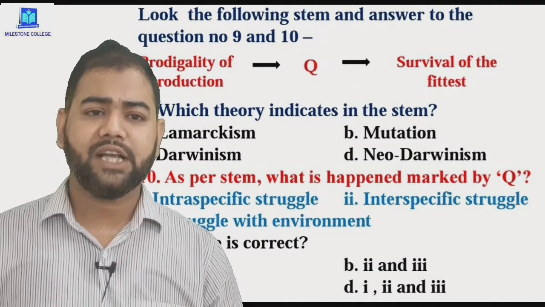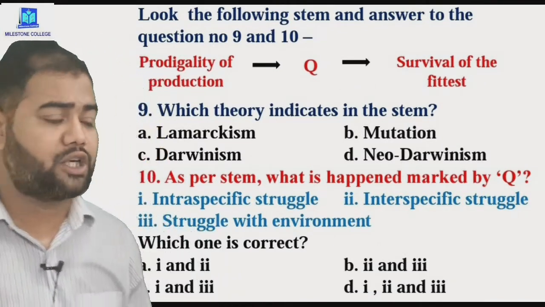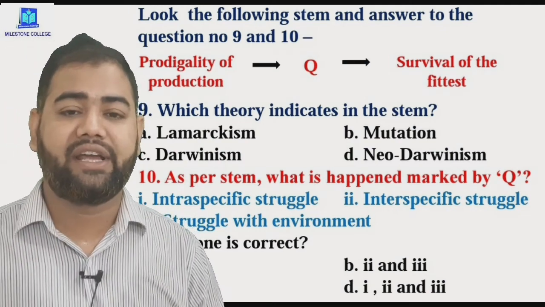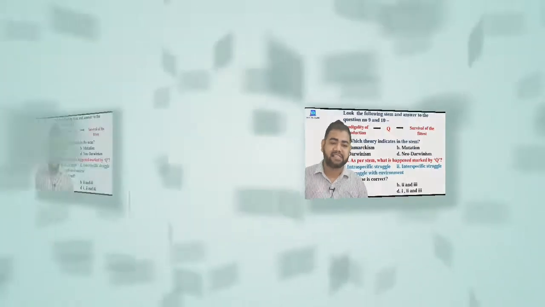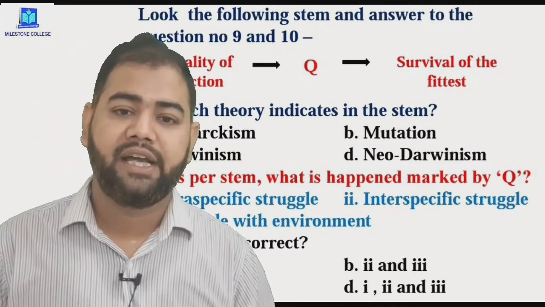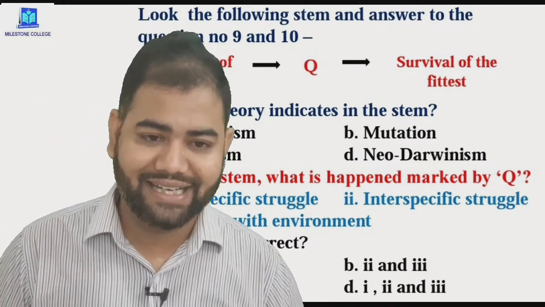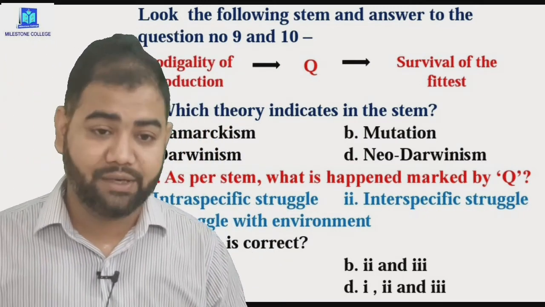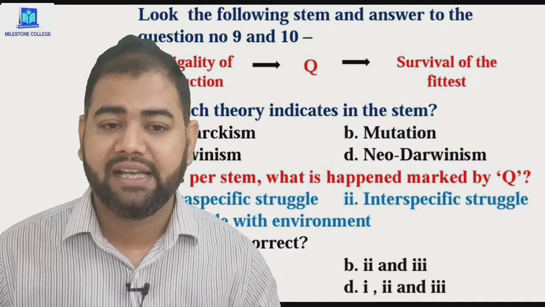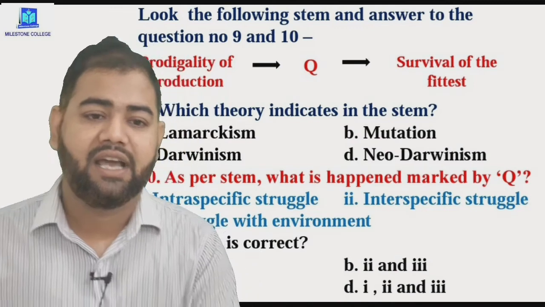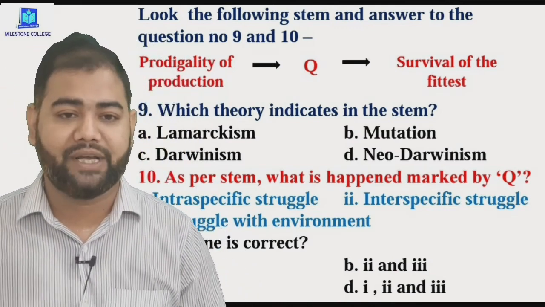Here, look at the following stem and answer questions 9 and 10. Which theory does the stem indicate? Lamarckism, mutation, Darwinism, Neo-Darwinism. Question number 10, as per the stem, what is happening at the point marked by Q? The options are intraspecific struggle, interspecific struggle, struggle with environment.